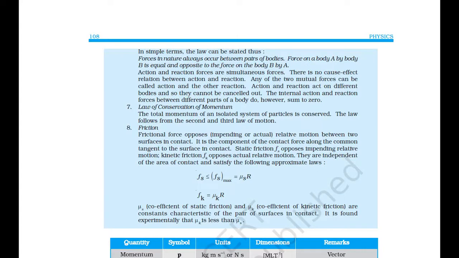And then we discussed the law of conservation of momentum. The total momentum of an isolated system of particles is conserved. The law follows from the second and third laws of motion.